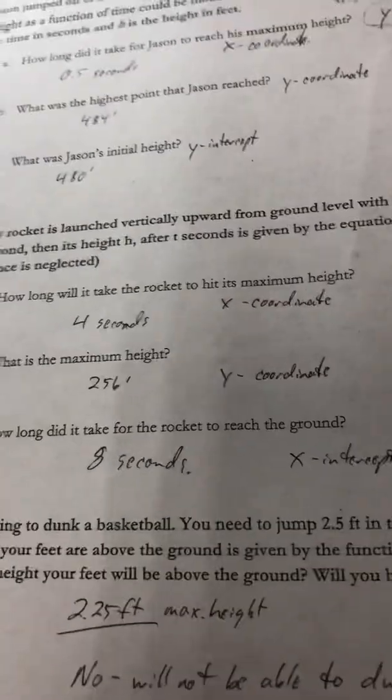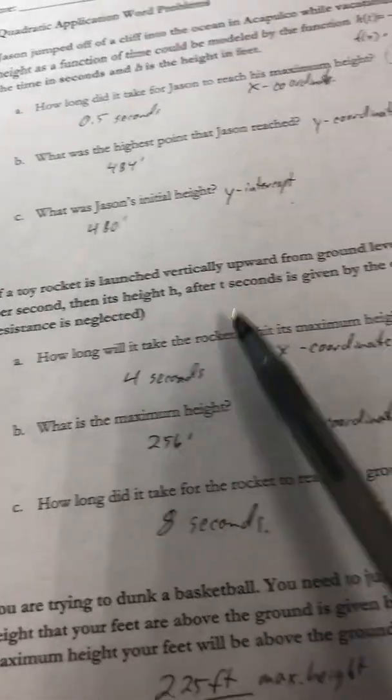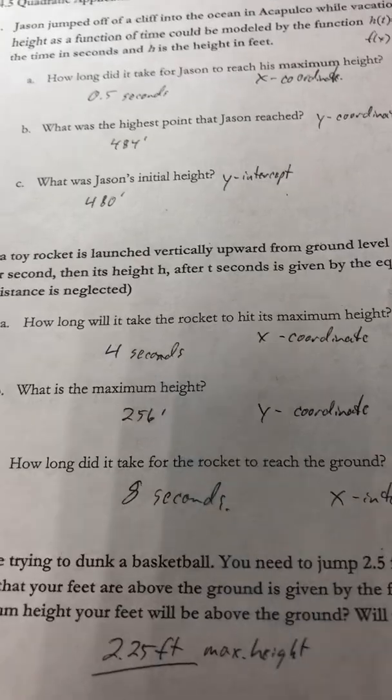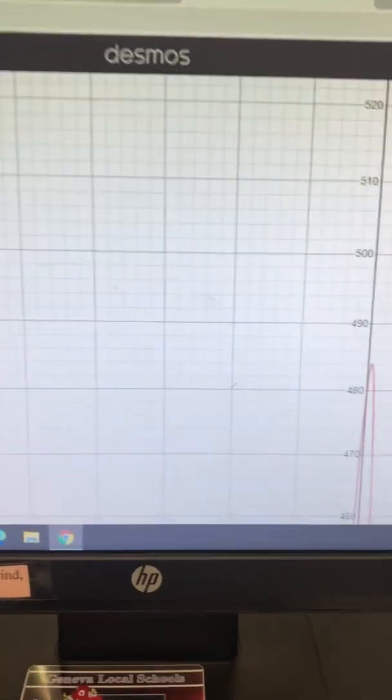Take a look at that information. This would be your x coordinate. How long will it take the rocket to reach its maximum height? 4 seconds. How do I know that? Well, once again, let me back out of here.